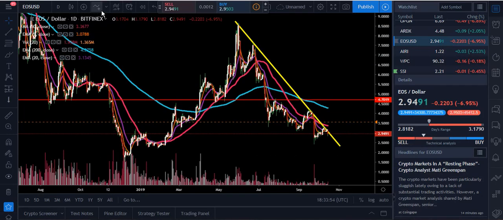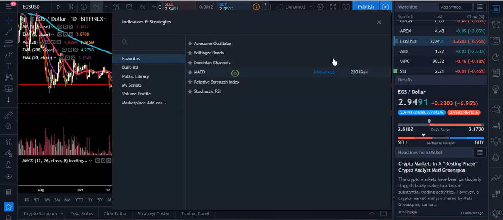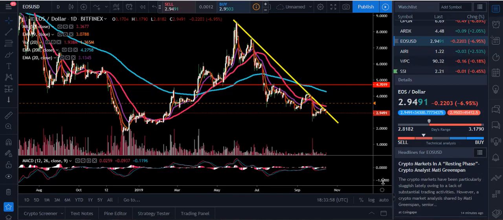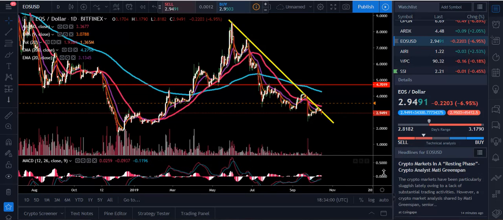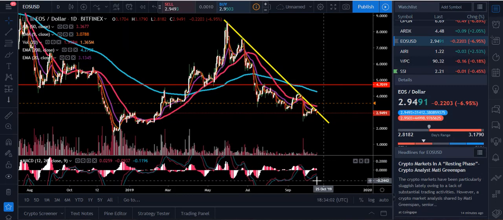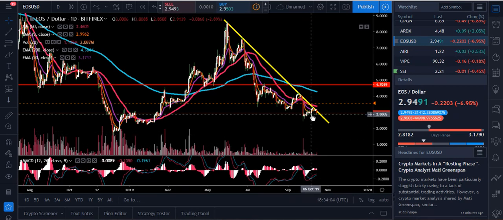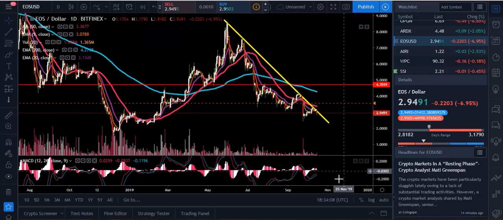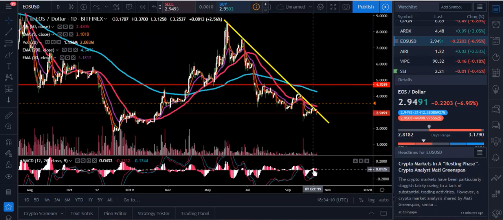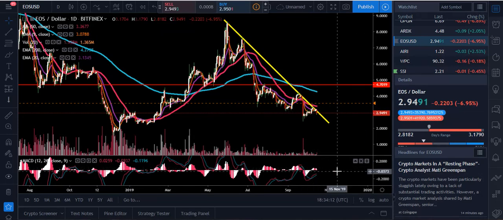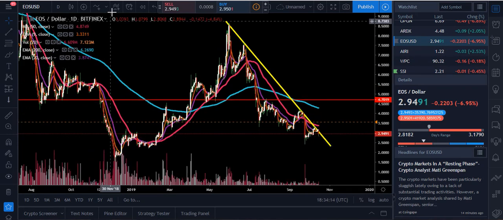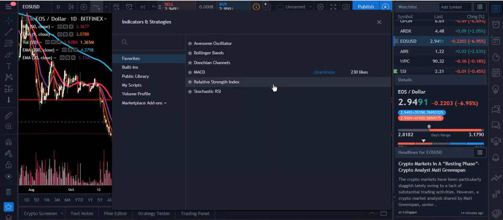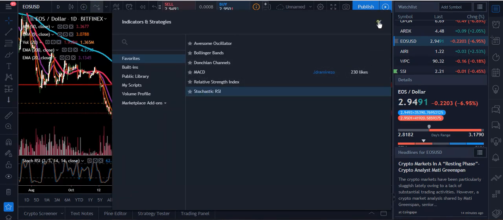Next one, let's take a look at is our MACD. MACD, we are still in the positive, so we did have our bullish cross, and our bullish cross took place at about $2.95. We pushed up a little bit more than that. We're still up above. Histogram now, though, is starting to tick to the negative a little bit, so keep an eye on that. And then let's do our stock RSI.